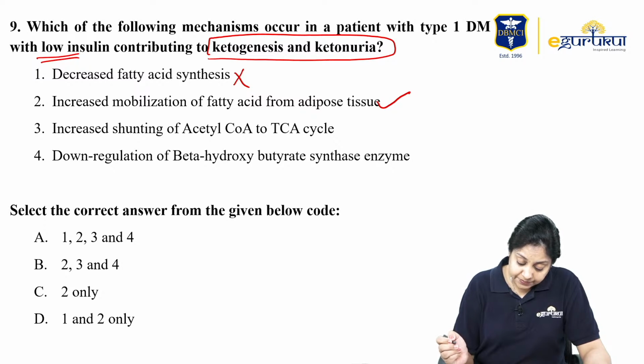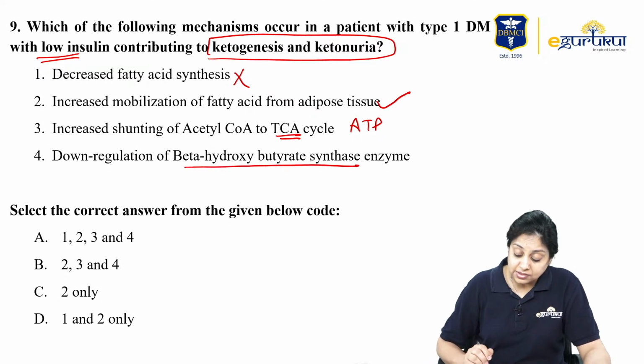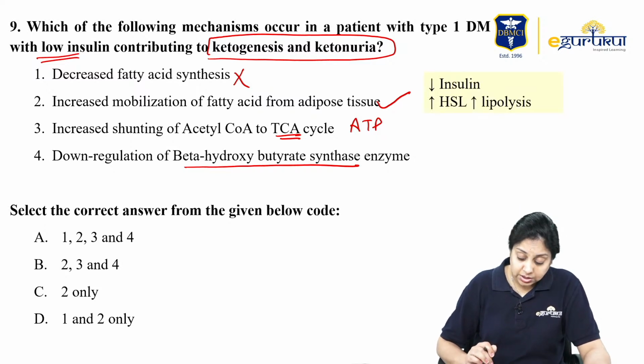Is it going to do the shunting? Acetyl-CoA to TCA cycle will be shunted to give you ATP. What about the glucose that you need? Partly right, but not exactly right. Down regulation of beta hydroxybutyrate synthase system. So it means, are we interfering with the ketone bodies formation that takes place during the fatty acid oxidation, right?